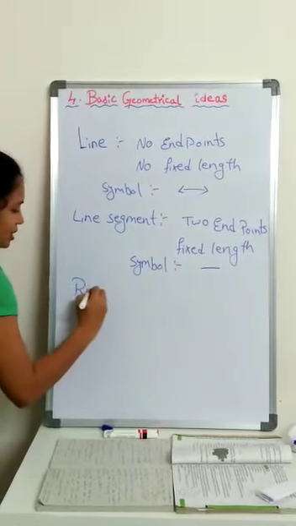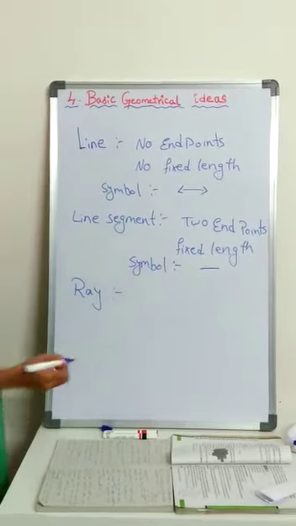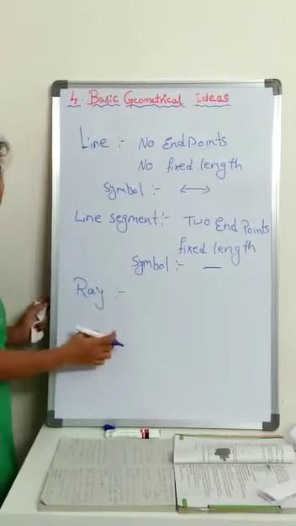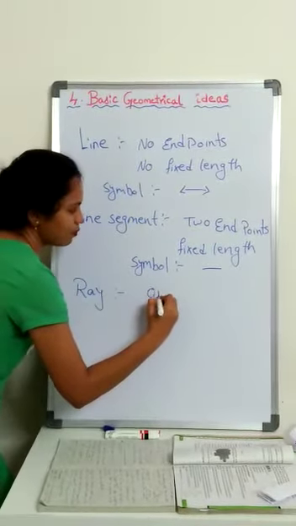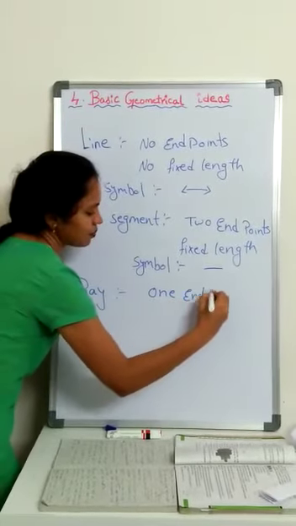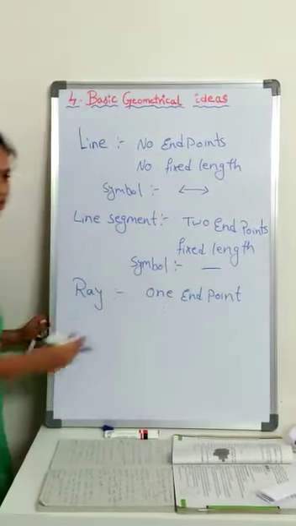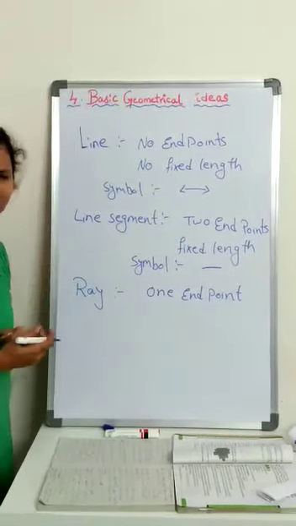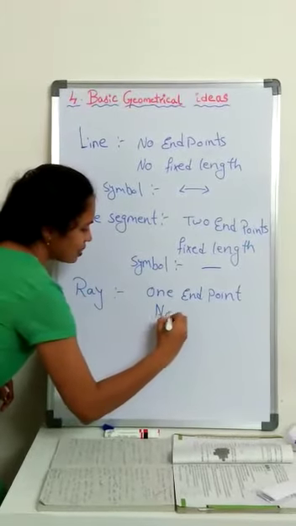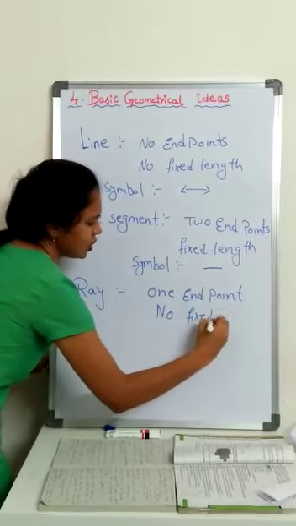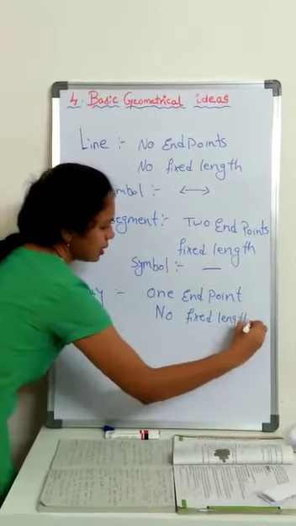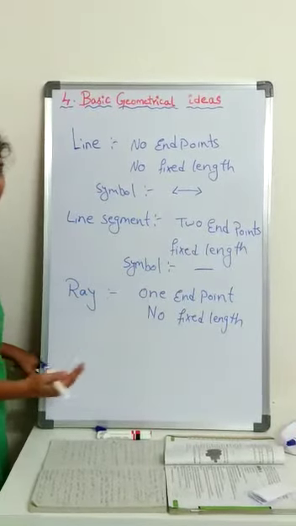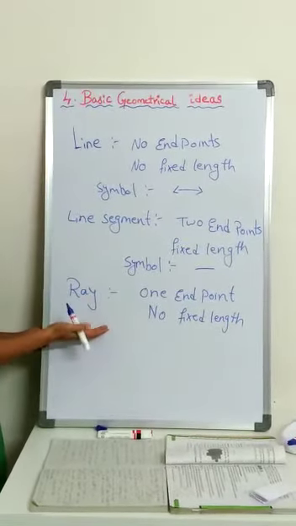And the next one we have is the ray. So what is this ray? Ray is also a part of a line, just like a line segment. But the difference between a line segment and a ray is that a ray will have one end point. It will have only one end point, or we can say one starting point. And will a ray have a fixed length? No, it can't have a fixed length. Why will it not have a fixed length? Because it has only one end point, in the other direction it can extend endlessly. So a ray will not have any fixed length.